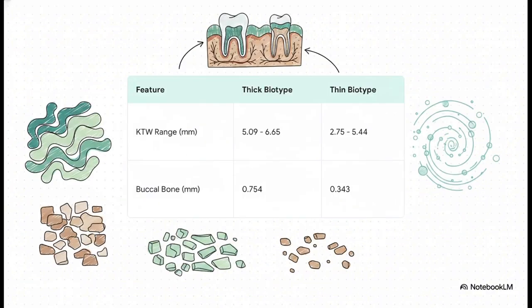Keratinized tissue width, or KTW, ranges from 5.09 up to a really robust 6.65 millimeters for thick biotypes. Thin biotypes, though, they max out around 5.44 millimeters. But honestly, even more striking is the mean buccal bone thickness. Thick biotypes average 0.754 millimeters. For thin biotypes, that bone thickness drops to an incredibly fragile 0.343 millimeters. That is literally less than half a millimeter of bone.